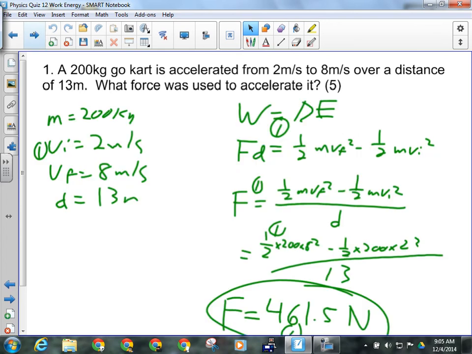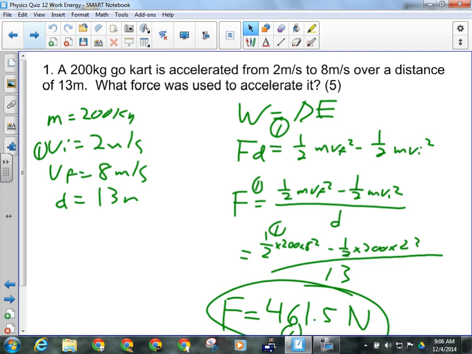All right. So for question number 1, give them a mark for their givens. Mass was 200 kilograms. Initial velocity or initial speed was 2 meters per second. Final speed was 8 meters per second. And the distance over which it happened was 13 meters. Okay. Second mark if they wrote down work energy theorem. So if they have work as a change in energy, or they went force times distance equals 1/2 mvf squared minus 1/2 mvi squared, if there's something along those lines that looks like work energy theorem, give them a mark.